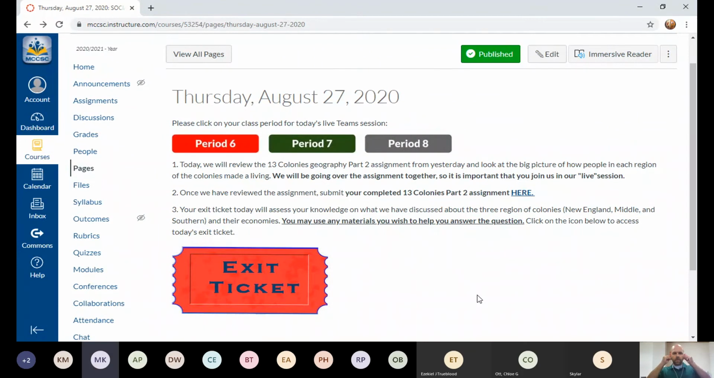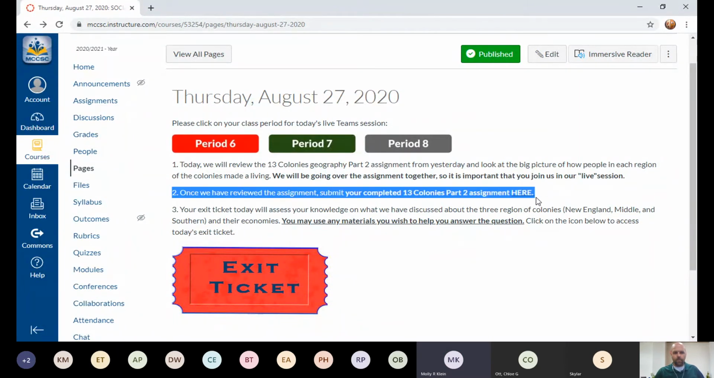I have a question. Yes, go for it. What do we submit it to? Because right now, the only one that's popping up is 13 colonies geography assignment. Right there. See where I'm highlighting? Yeah.